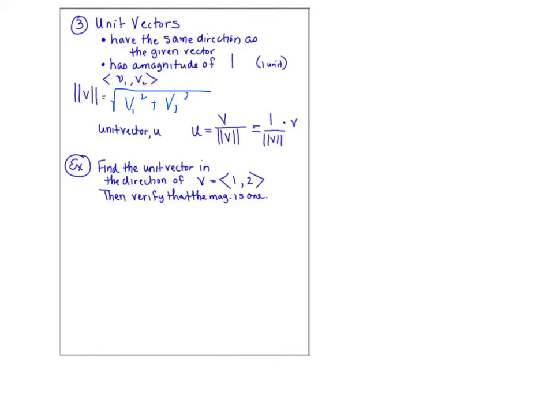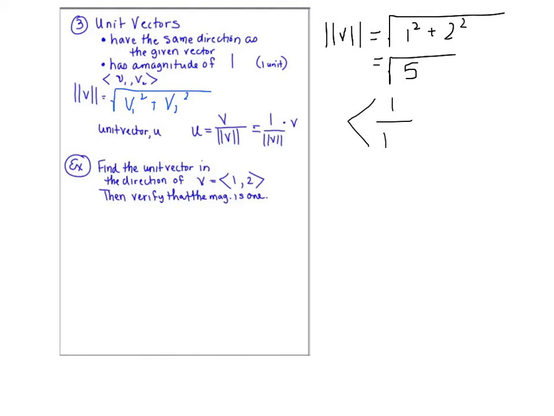All right, the first thing we want to do here is find its magnitude. So I'm going to find the magnitude of the component, which is going to be the square root of 1 squared plus 2 squared, which is the square root of 5. Okay, so now we're going to write the unit vector, and the unit vector would be 1 over the square root of 5, and then 2 over the square root of 5. So this would be the unit vector.